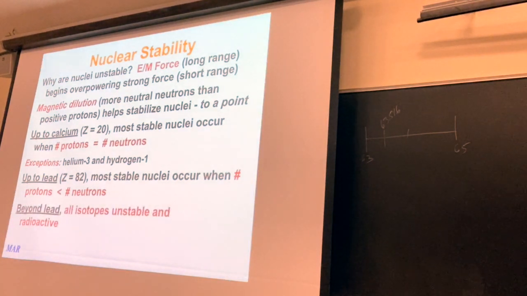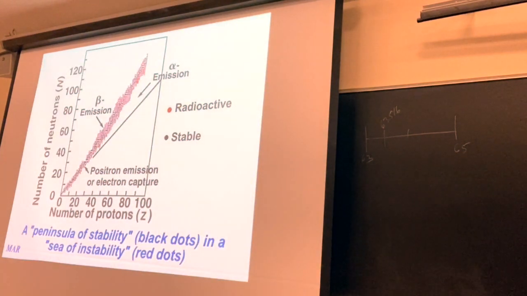But once you get past lead, this is uranium and this is americium and all these things, you can argue that all isotopes are unstable and radioactive. And these are the ones that you'll see in a lot of the big nuclear plants and stuff. Now, this is a graph that demonstrates what I just told you. And I want to talk about this a little bit.